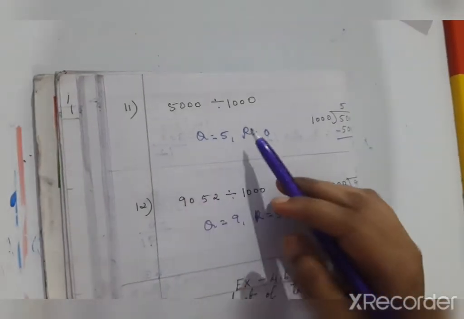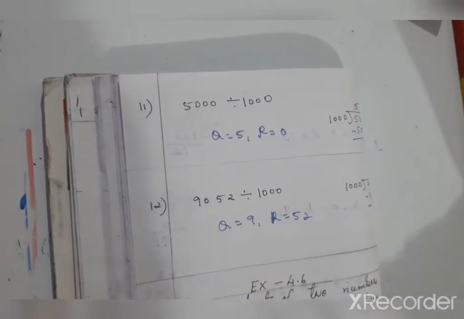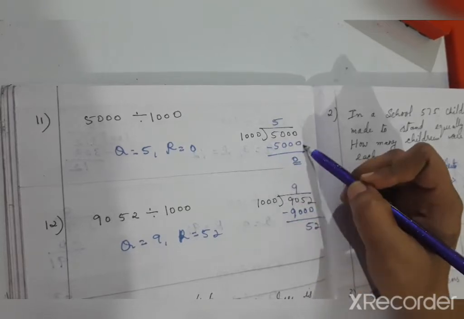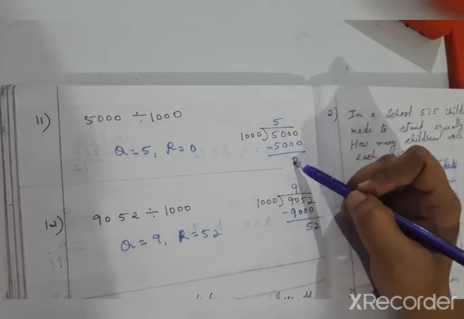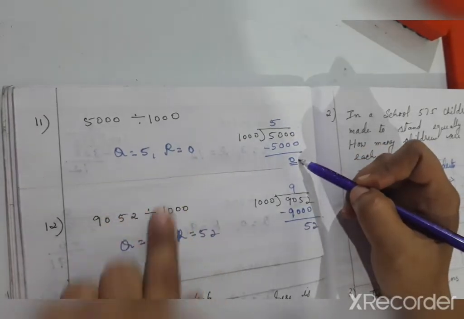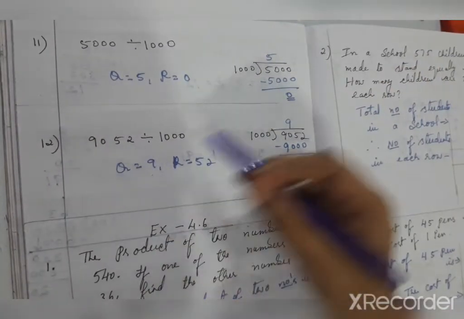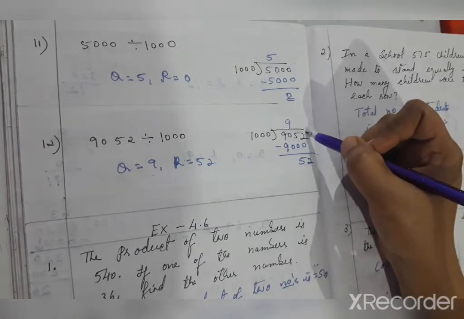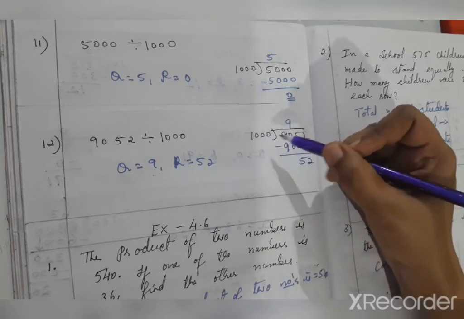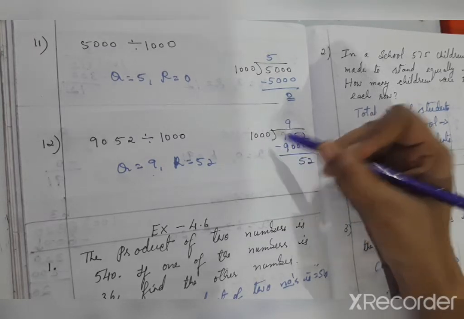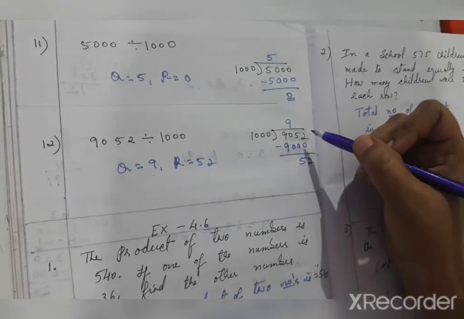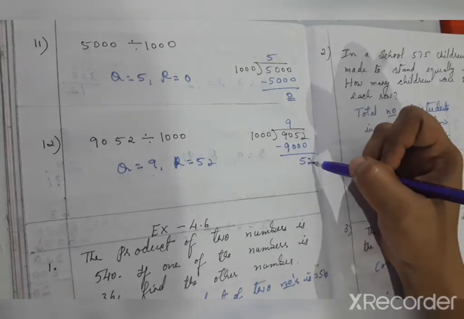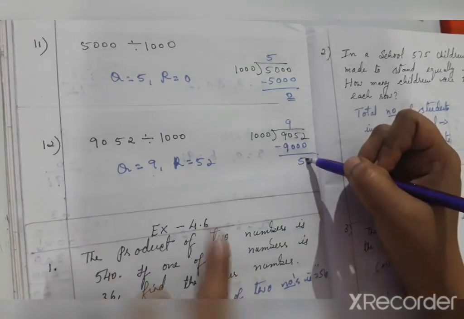Now the 11th question, 5000 divided by 1000. 1000 here. 1000 fives are 5000. So the remainder is 0, and the quotient is 5. Next, the 12th one, 9052 divided by 1000. 1000 is the divisor. We have to consider the full number, because 90 is less than 1000, and 905 is also less than 1000. So we take the whole number 9052. 1000 nines are 9000. After subtracting, 52 is the remainder. The quotient is 9 and the remainder is 52.